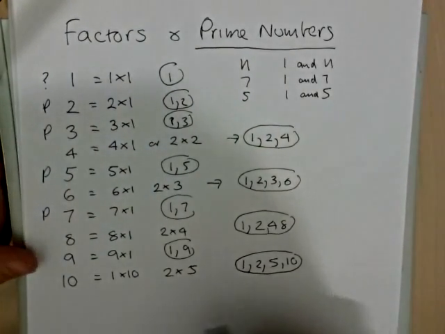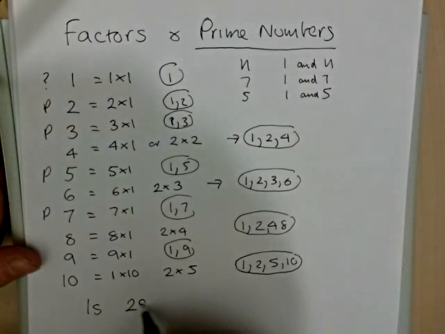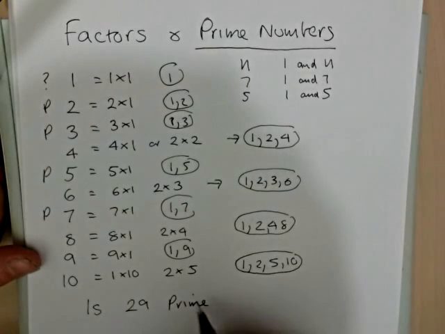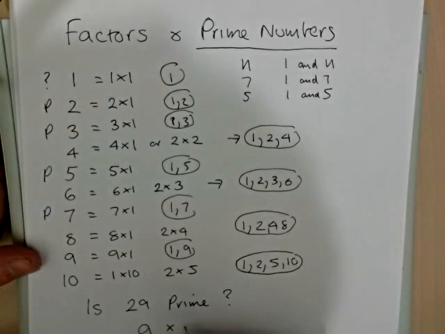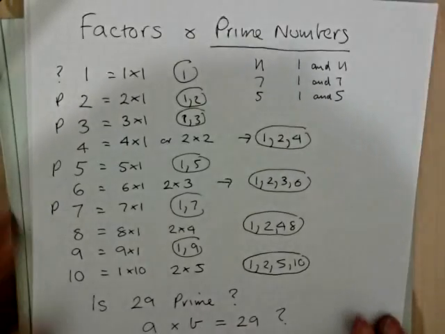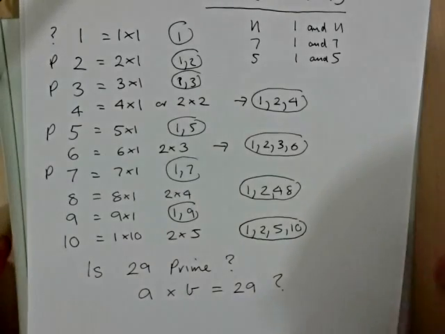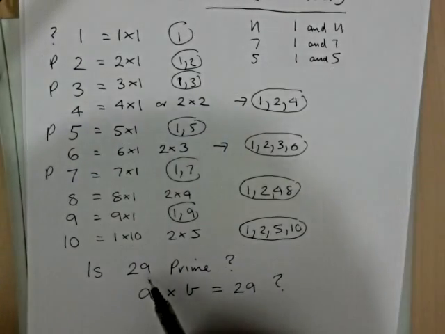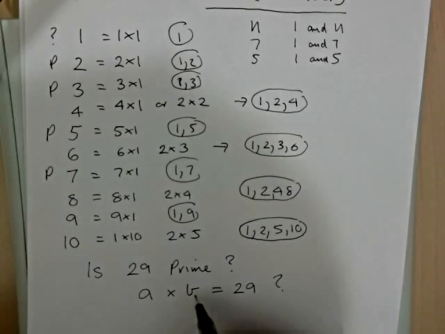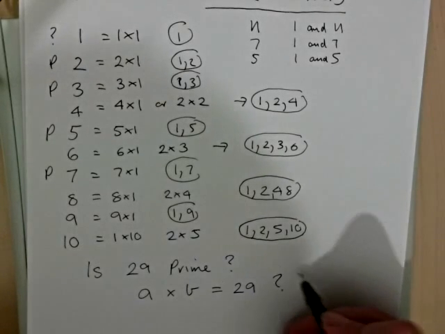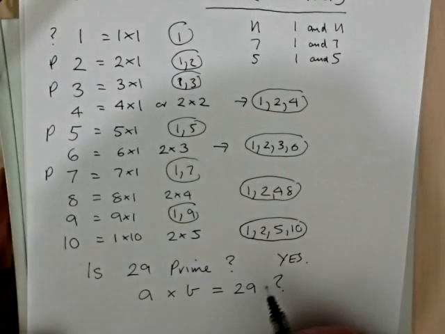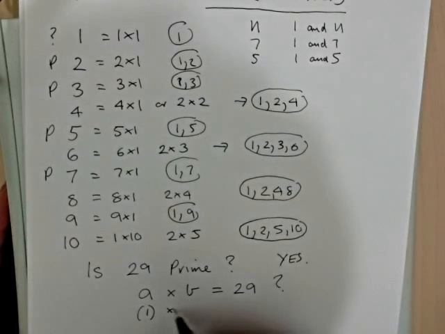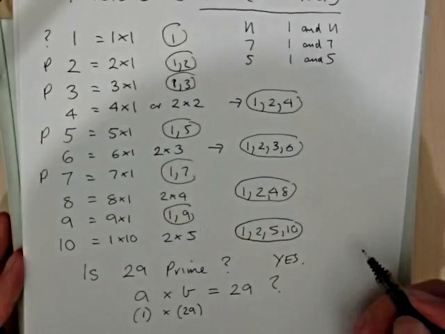So if I asked you the question, is 29 prime? Then the answer to that question is yes, if you can't find 2 numbers that multiply to give you 29, other than obviously 1 and 29 themselves. So if you can't think of any number, if you think 29 is not in the times tables, then your answer would be yes, it is prime. And in this particular case, that would be right, because we can only make 29 by doing 1 times 29. There's no other way we can do it.